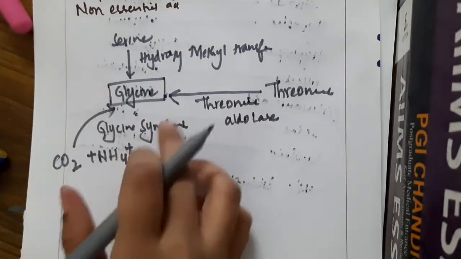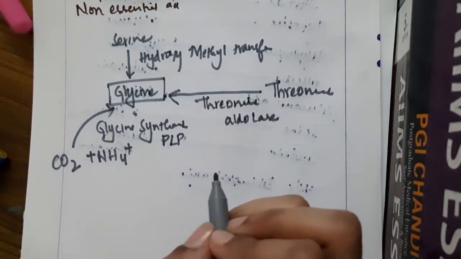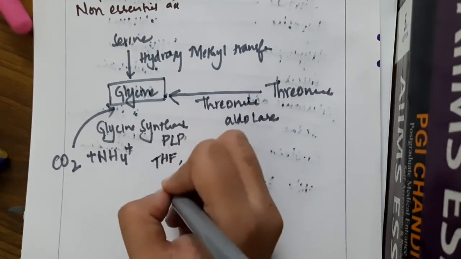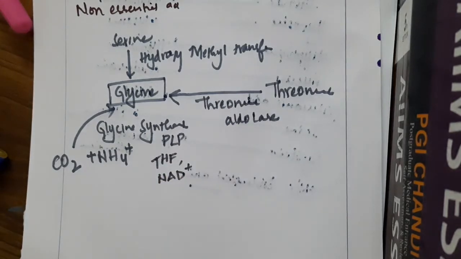For glycine synthase, we require PLP as a coenzyme. It also requires tetrahydrofolate and NAD plus as coenzymes.